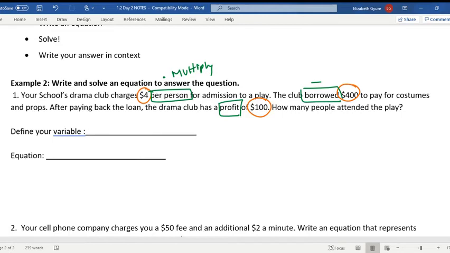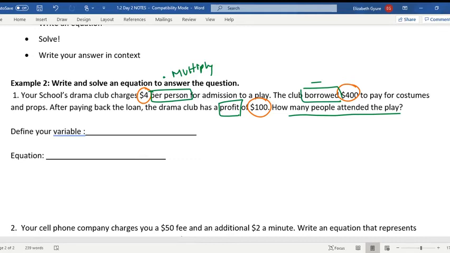If that's their profit, that's what your equation should equal. That's what they ended up making, okay? And then we're being asked how many people attended the play. So let's define our variable. We're trying to find out what? How many people attended the play?